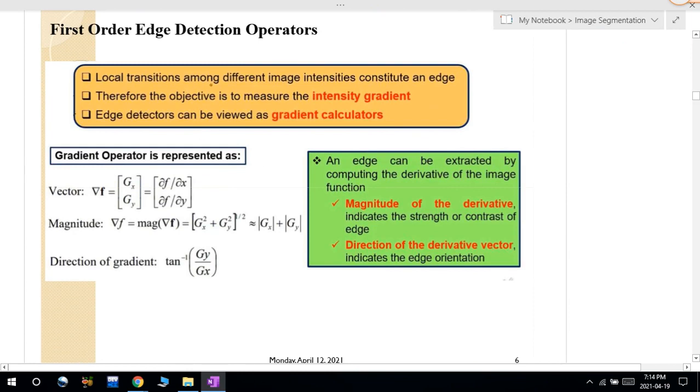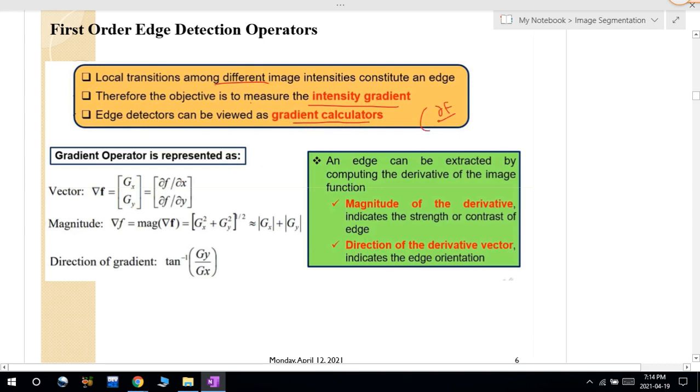So local transitions among different image intensities constitute an edge. Therefore, the main objective of finding edges here is the intensity of that gradient. The change, the differentiation, is called the gradient. Based on the differentiation intensity only, I will try to find out whether that belongs to an edge point or not. So edge detectors can be viewed as gradient calculators, and we will try to find those gradients.